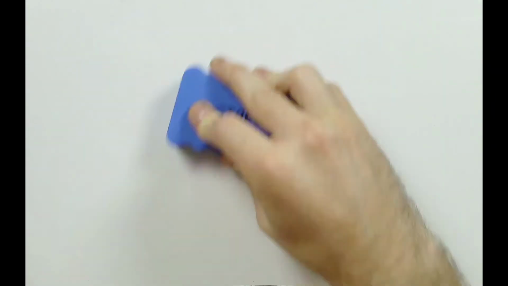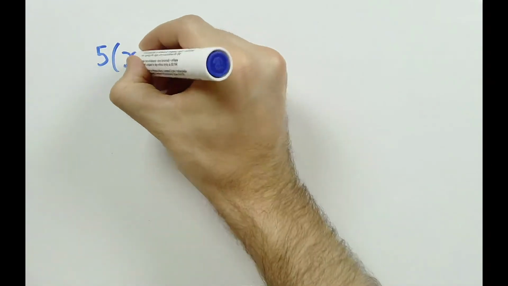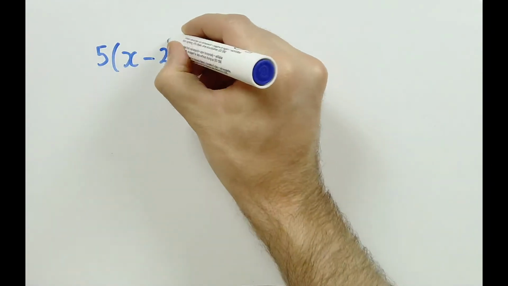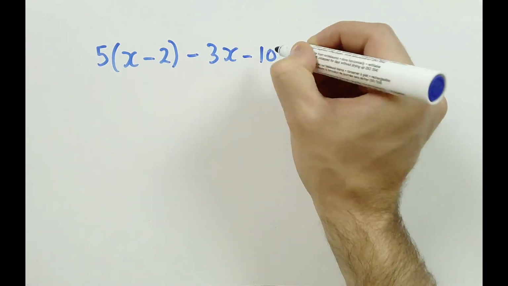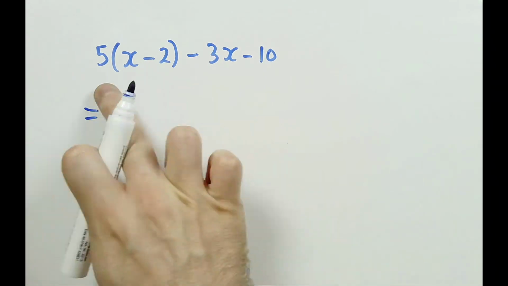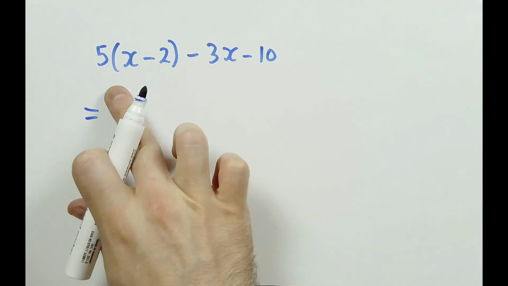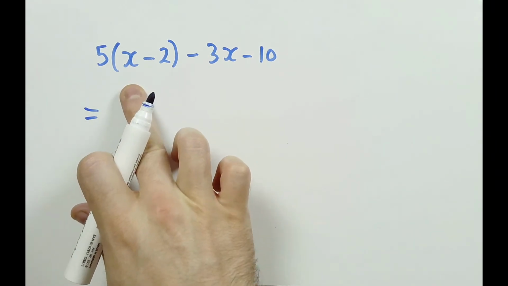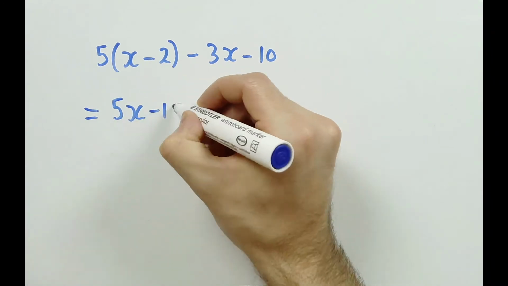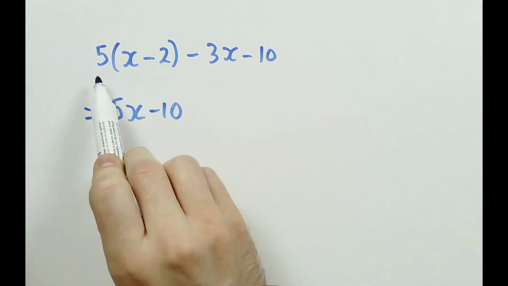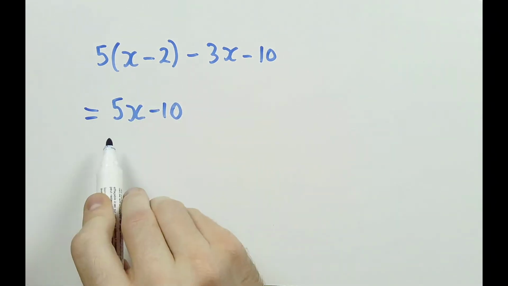Let's look at one more quick example. 5(x - 2) - 3x - 10. So here we have the same thing with a little bit more simplification to do afterwards. So this time, I hope you can see quickly, after a couple of examples, that this is 5x - 10. First component, 5 times x. Second component, minus 2 times 5. That's what we're left with.